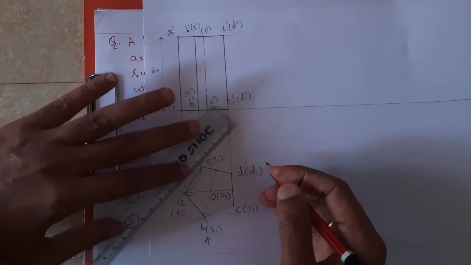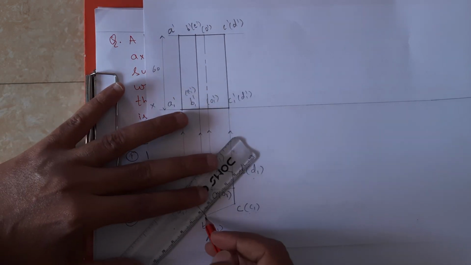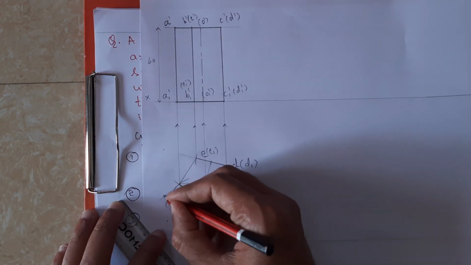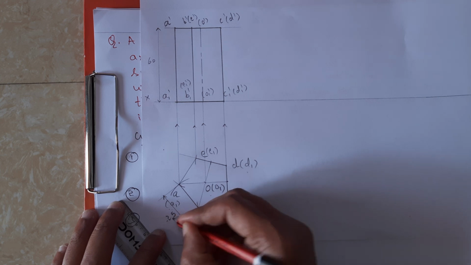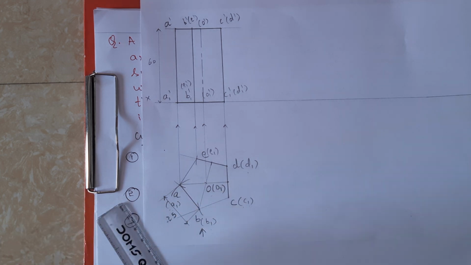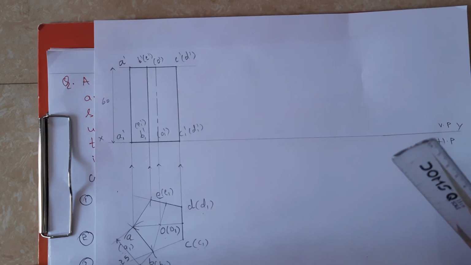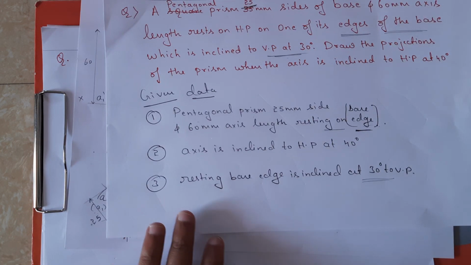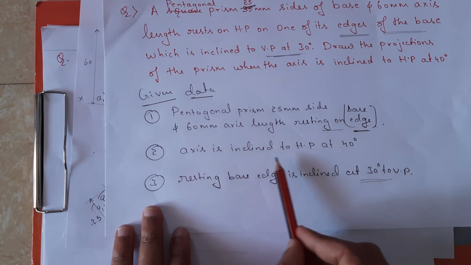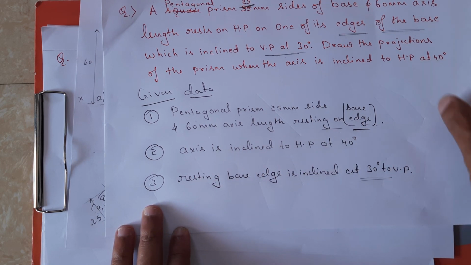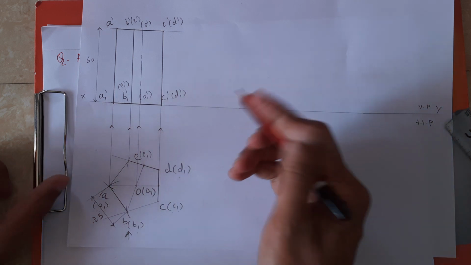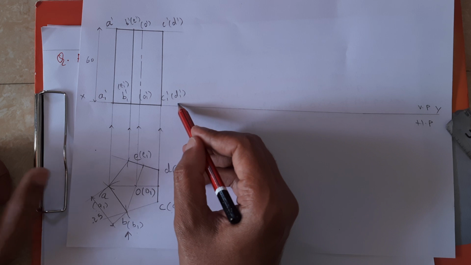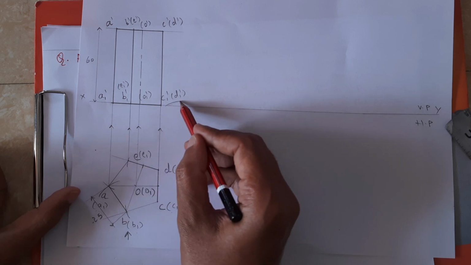This is 60 and so this one is how much? 25. So it is very much important to locate the dimensions. Next one is inclination with respect to HP, right? So here they are telling that the axis is inclined to HP at 40 degrees. So which is the edge to the right side? C1 dash and D1 dash is the edge to the right side. It is resting on one of its base edges.